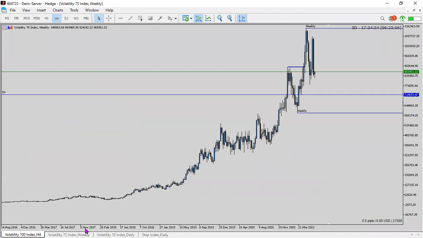Moving on to volatility 75, we are on the weekly chart, and we're talking about the fact that we have been looking at this range as a bullish range because of this break in market structure. You can see price reacted pretty strongly there. However, when it got to the upside here, as I said, at minimum we'd be looking for price to come back into that old high.